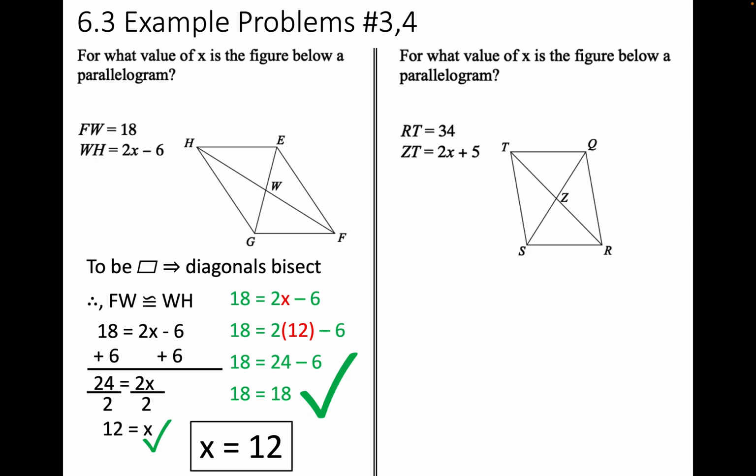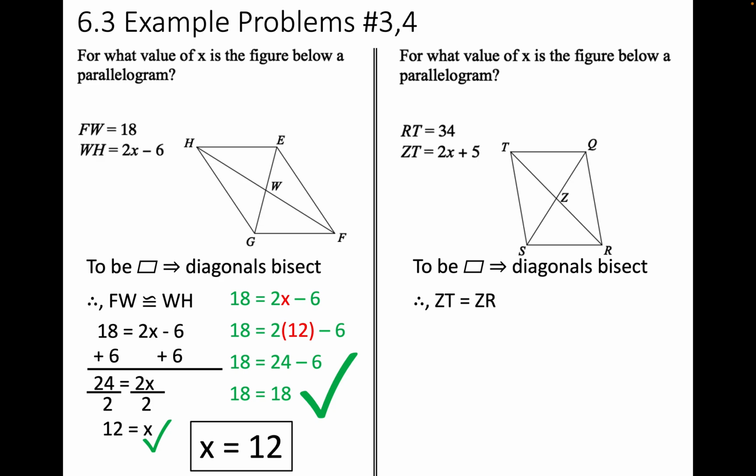All right, for problem number 4, it's asking for what value of x in the figure below must this be a parallelogram. This one is similar to problem 3, except that instead of giving us both equal halves of the diagonal, it gives us the entire diagonal RT, and then half of that diagonal, ZT, because again, RT must be bisected by SQ, because to be a parallelogram, the diagonals must bisect.